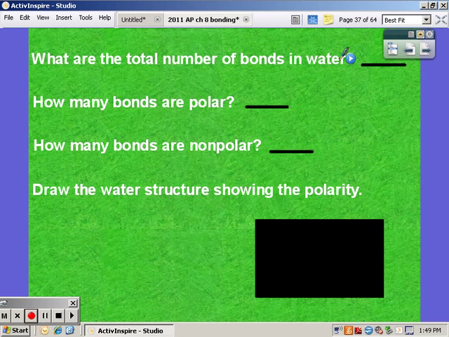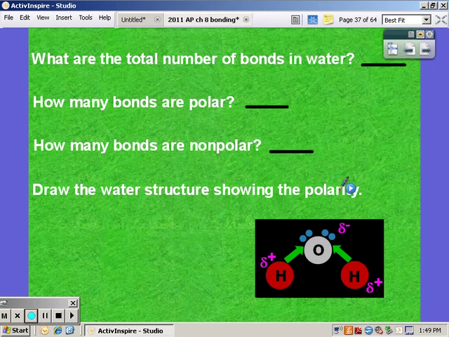You should have gotten that the total number of bonds in water is 2. Of those, they're both between hydrogen and oxygen, which have an electronegativity difference of 1.4, so there are 2 polar and no nonpolar bonds. And if you draw water showing the polarity, the arrow should be pointing towards the oxygen, with your oxygen being slightly negative and hydrogen being slightly positive.